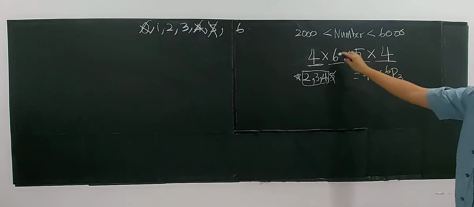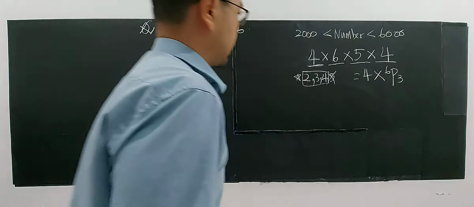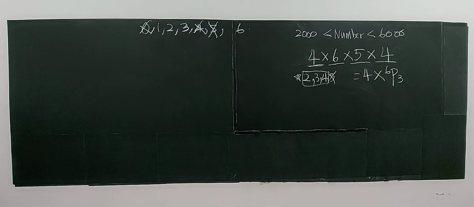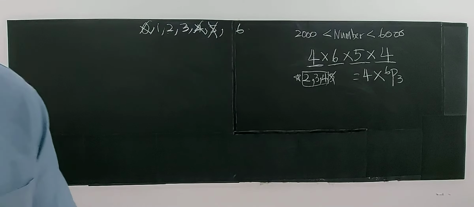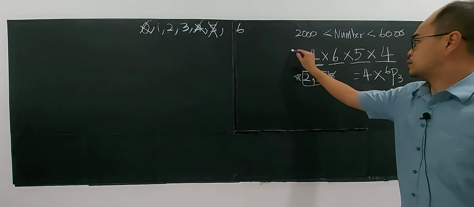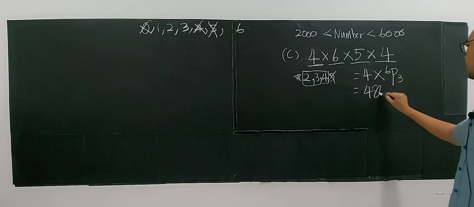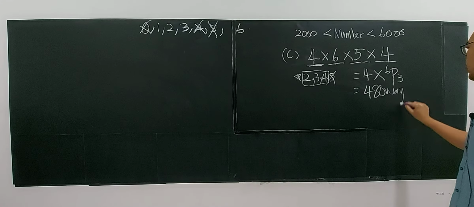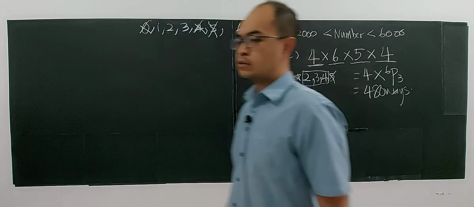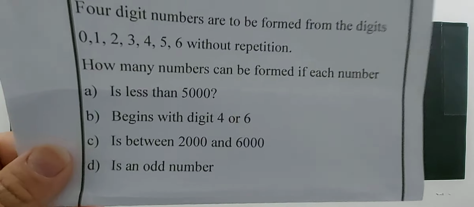The remaining 6, arrange the 3 objects, alright? Okay, so that gives you 480. You are still getting 480 for question C. You are getting 480 ways, right? Okay, let's look at the last question, the final one.